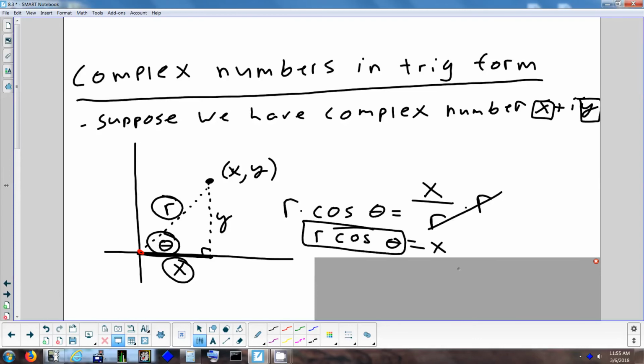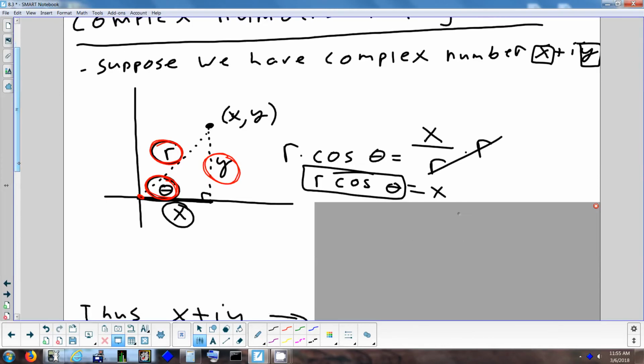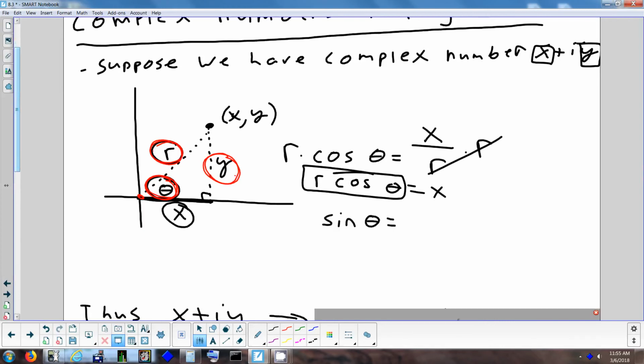Hang on to that for 1 second. We'll come right back to it. Okay. I'm going to do the same thing again. This time, instead of X, I'm going to use theta, Y, and R. We already know R is the hypotenuse. What's Y? Opposite or adjacent? It's opposite. What trig function involves opposite and hypotenuse? Sine. So I'm going to write down sine of theta equals opposite over hypotenuse.